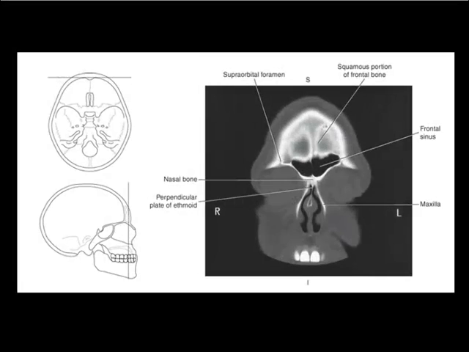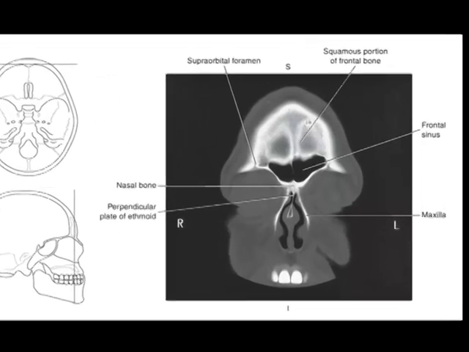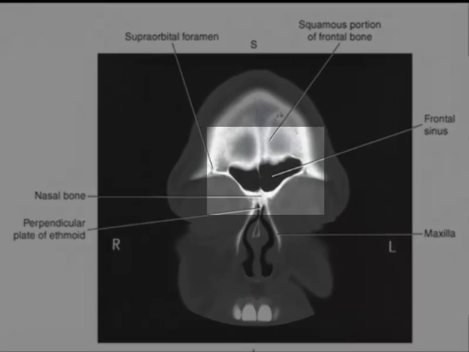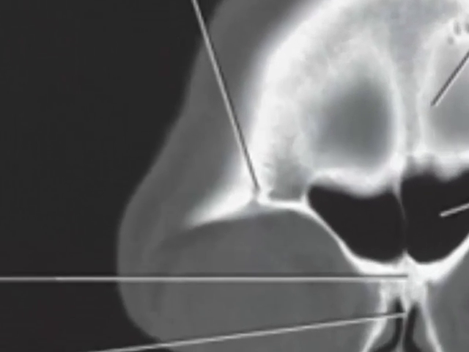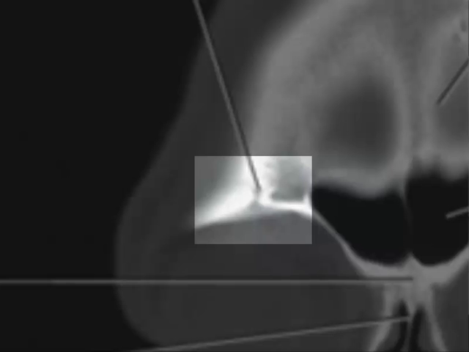This is a coronal CT image of the frontal bone. Notice the air-filled sinuses very clearly at the midline, and the supraorbital foramen that are visible on both the supraorbital ridges, and the one on the right side which is labeled for us.